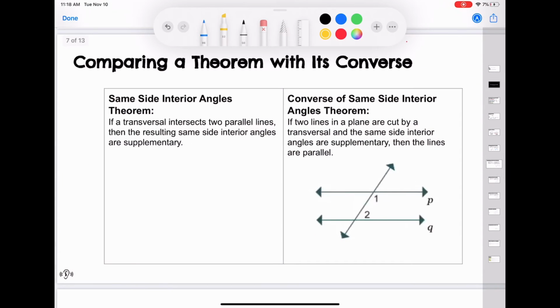Here we have the same side interior angles theorem. Let us remember that this theorem stated if a transversal intersects two parallel lines, then the resulting same side interior angles are supplementary. What does this mean? Well, this means that we started with two parallel lines which are cut by a transversal. As a result of that, it's reasonable to assume that the same side interior angles are supplementary.